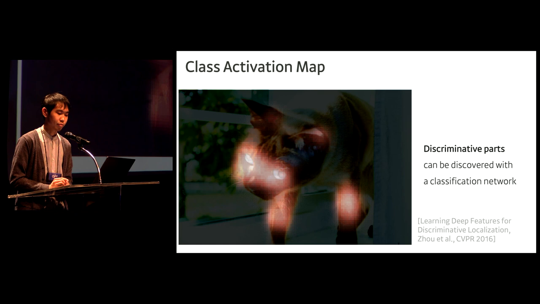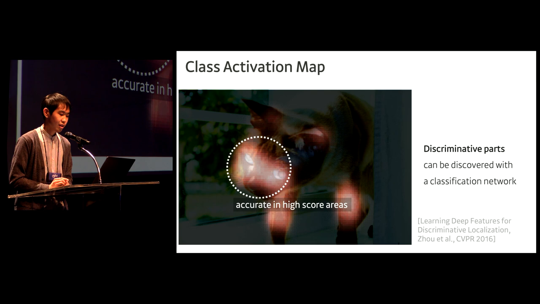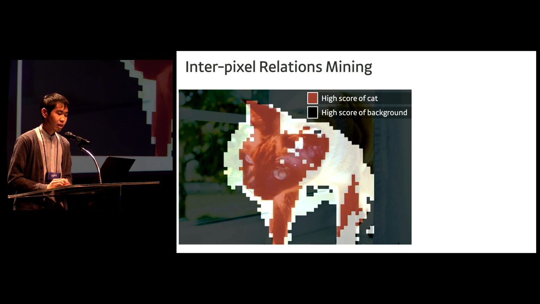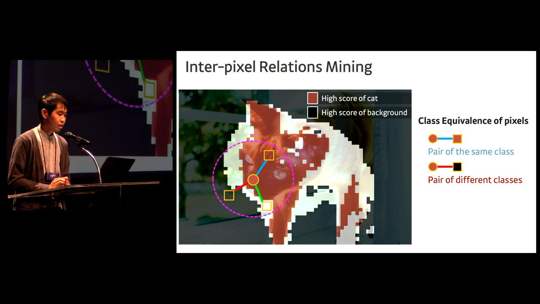Still, this is just a sparse and blurry attention. But we have noticed that these class attentions are quite accurate in high score areas, and perhaps we can learn something from these areas. Specifically, we can divide CAMs like this. From these regions, we can partially find out where an object is and which pixel has the same class label as which pixel. Using this, we can derive two types of interpixel relations. One is displacements, and the other is class boundaries. So first, what is displacement?